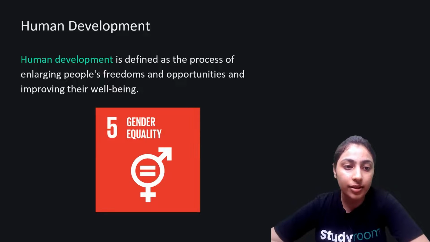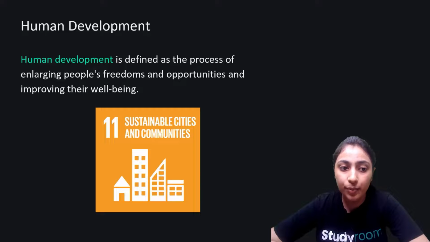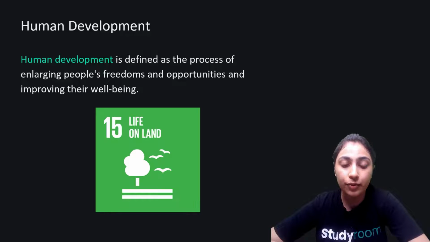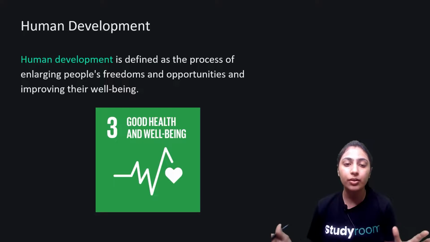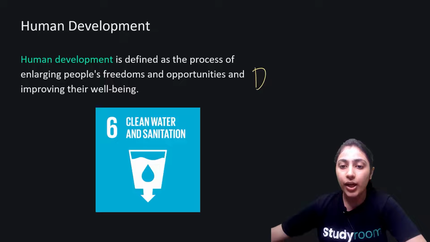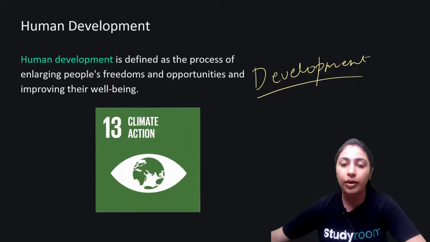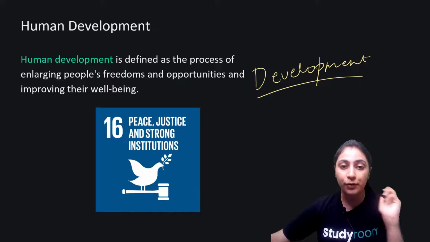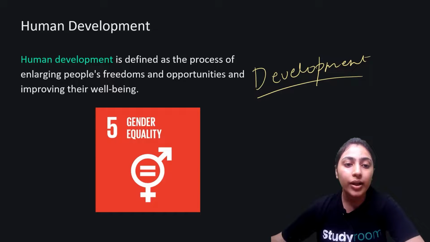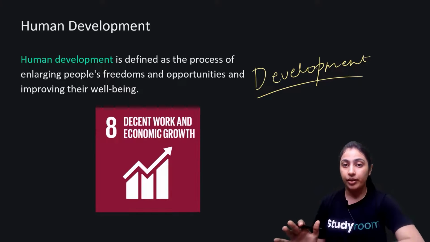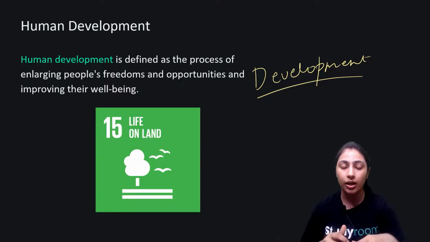Now, next is human development. Human development is defined as a process of enlarging people's freedom and opportunities and improving their well-being. So students, now we are talking about development. We have talked about development as an individual, and about state, country and national development. Now we are talking about human development. These are the points we have been discussing from the very start.